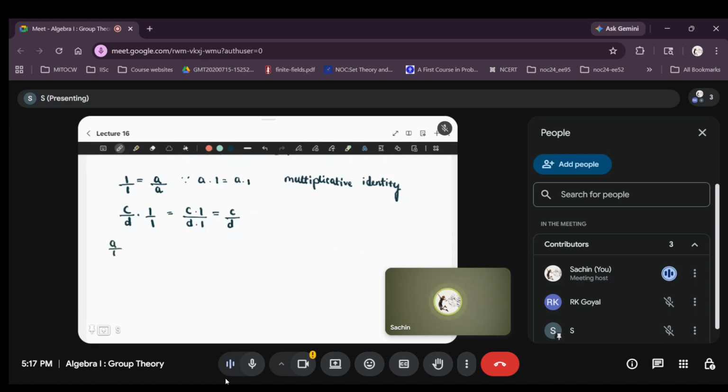So if a by b belongs to K, then a by b plus minus a by b is by definition ab plus minus ab by b square, which is 0 by b square, which is equal to 0 by 1. So minus a by b is the additive inverse of a by b.